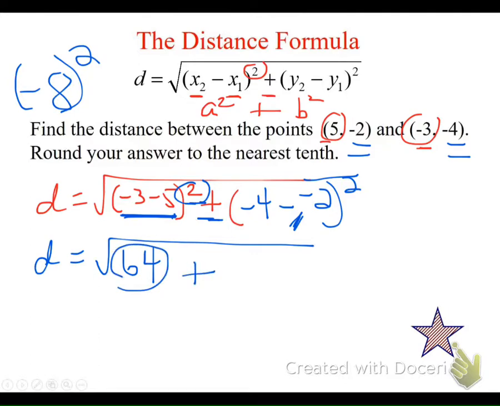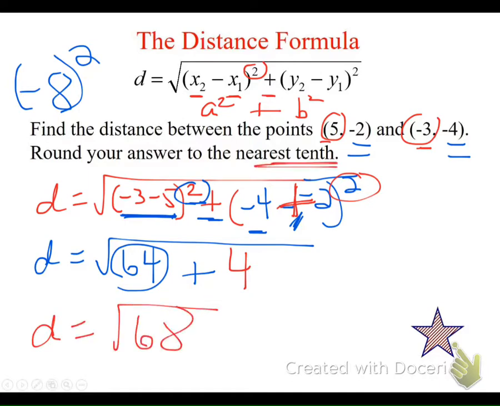Okay, plus, this is negative 4. Two negatives here make a big fat plus. So that's negative 4 plus 2. And negative 4 plus 2 is negative 2. Negative 2 squared is negative 2 times a negative 2, which is positive 4. Add those up, and we get the square root of 68.